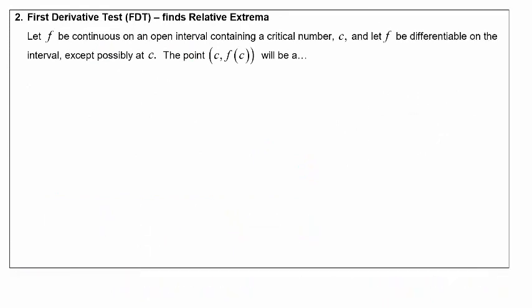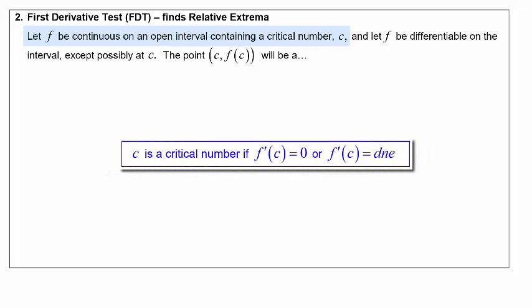The first derivative test, which you can abbreviate FDT, finds relative extrema. So that means it will find relative maximums and relative minimums. Let f be continuous on an open interval containing a critical number, c. Now remember, critical numbers are where f prime of c equals 0 or f prime of c does not exist.